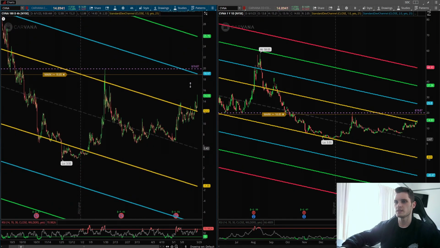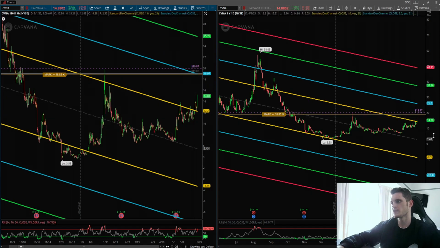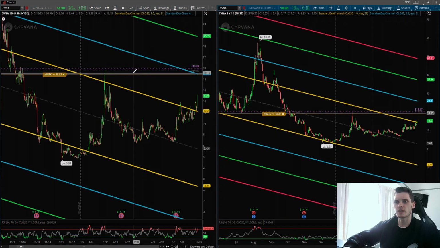So to continue on with these levels, we have $19. This is our second deviation on the 6-month chart, so paying attention to that. And then you can see right above it, we have this dashed purple line. This is at $19.90. Now, why is this key? You can see it's this recent high that we created here.